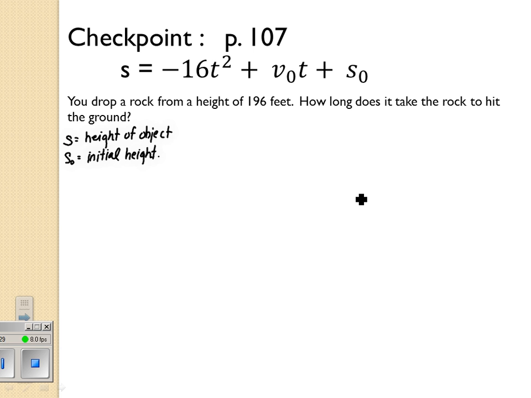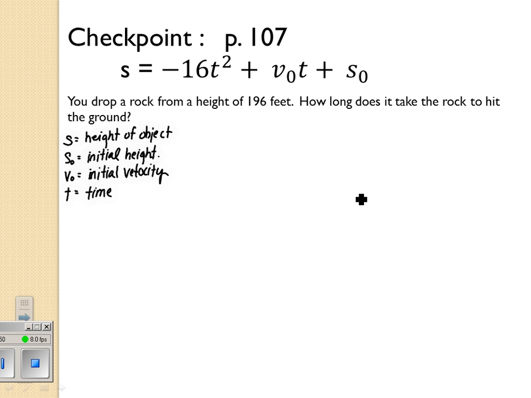Initial height means where did it begin from? Okay, so initial height is the starting height. Then V sub 0 is initial velocity. So what was the velocity when it began? And then T is time.